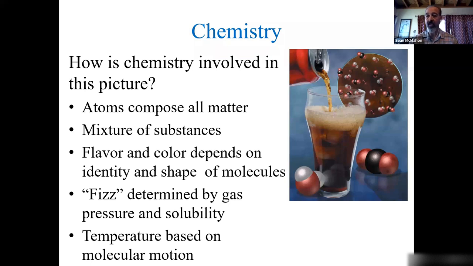And of course, there's the temperature aspect in this picture as well. Temperature, we'll see, is directly proportional to molecular motion. So the faster molecules are moving, the hotter things are. And we measure heat energy using a temperature scale.